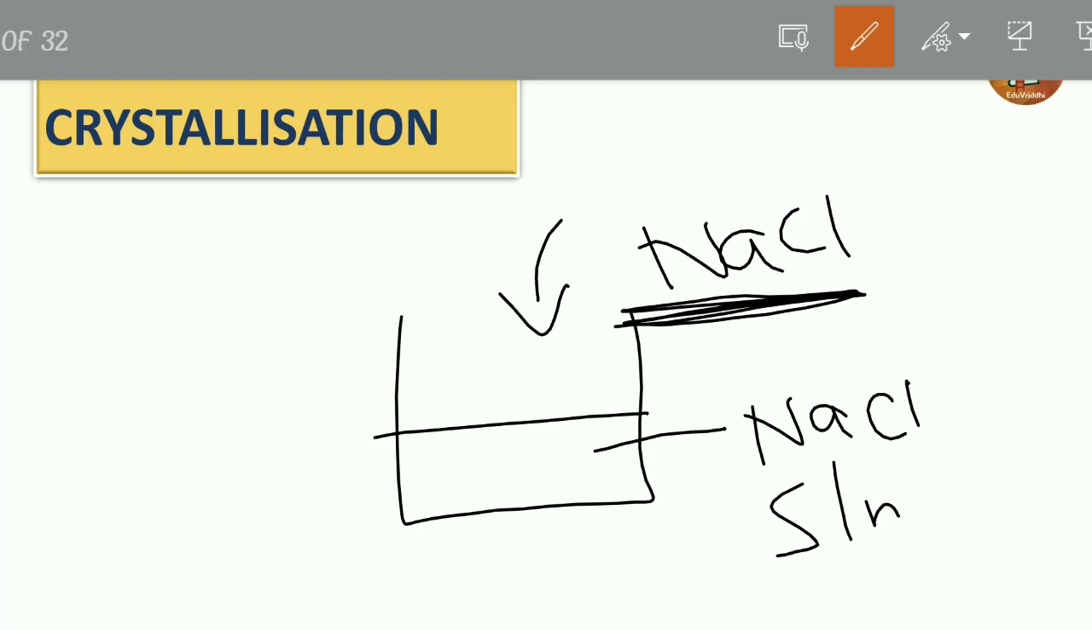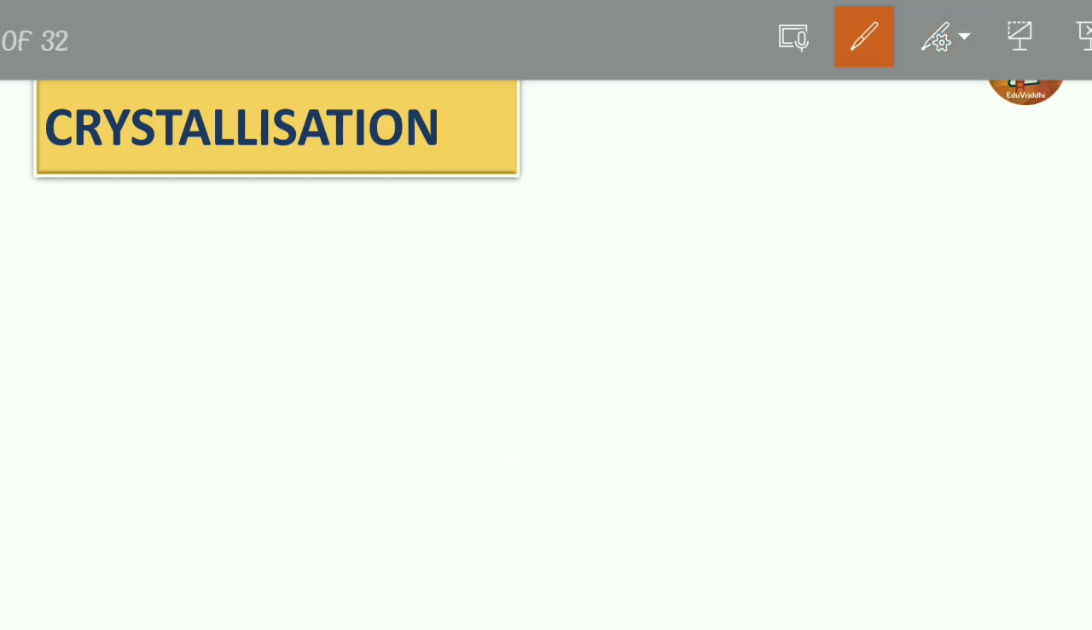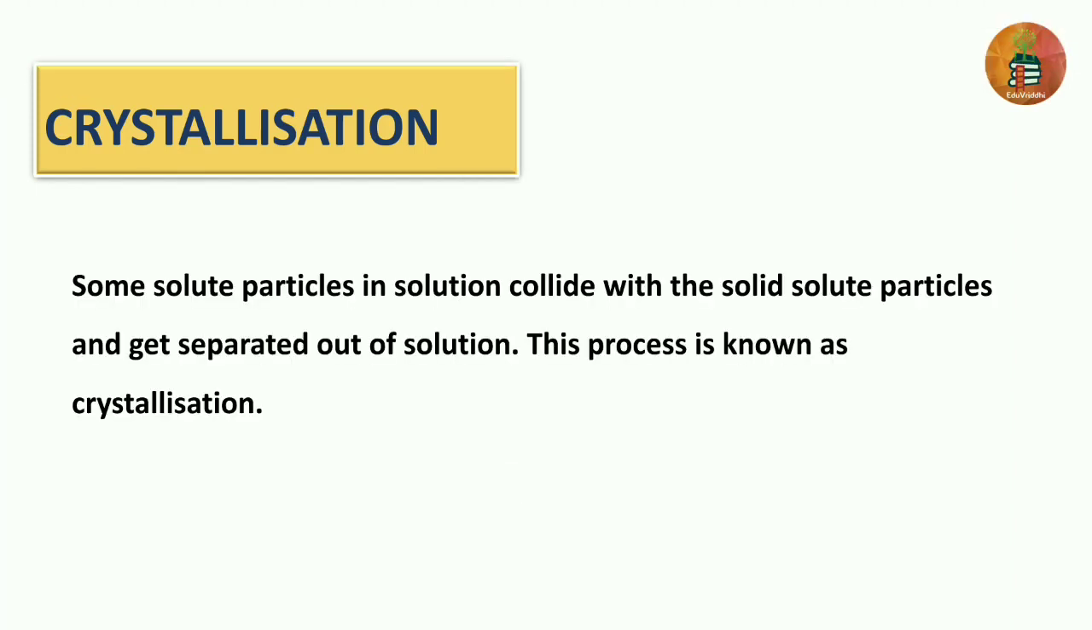the solid particles present in this sodium chloride will come into contact with the sodium chloride molecules which are present in the solution. They are going to collide with the sodium chloride molecules present in the solution. That leads to separation of sodium chloride crystals from this solution. Some crystals will begin to separate from this solution, and that process is called crystallization. So we'll see the definition. Some solute particles in solution collide with the solid solute particles and get separated out of solution. This process is known as crystallization.